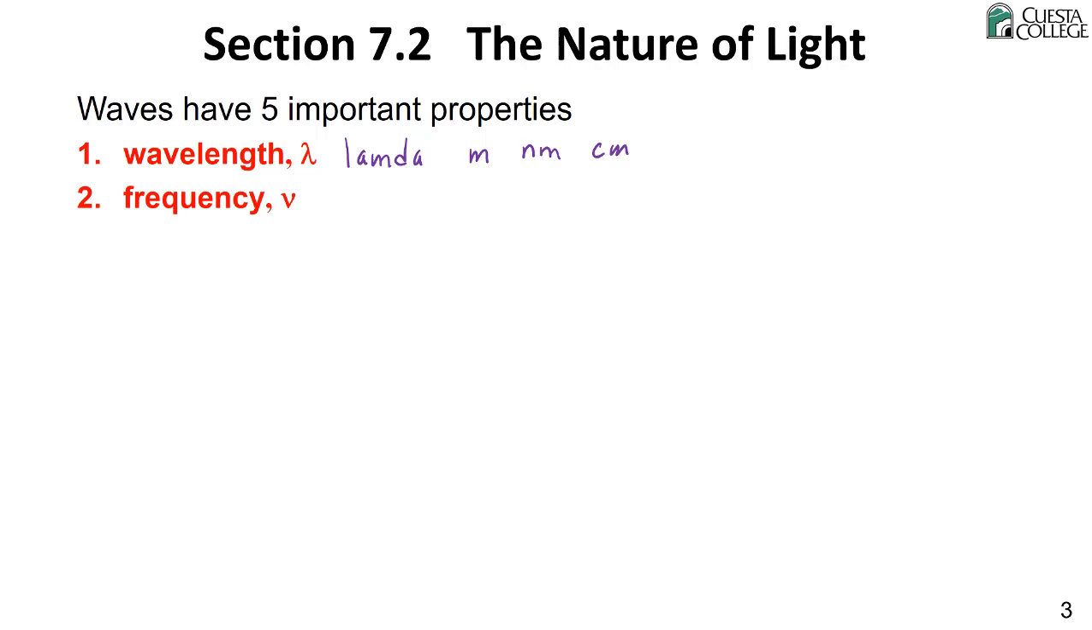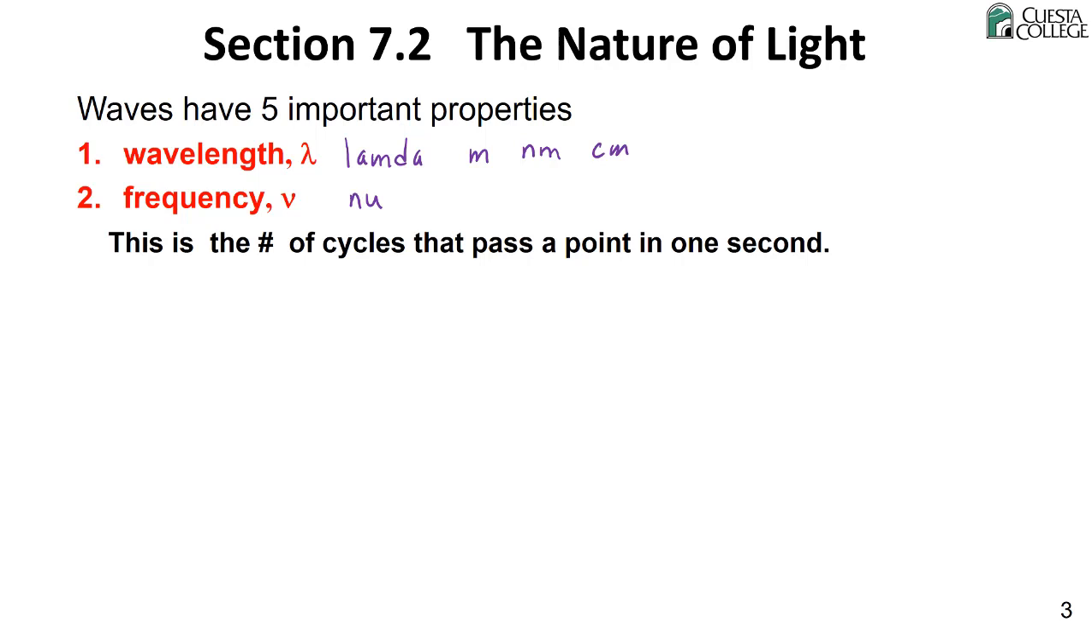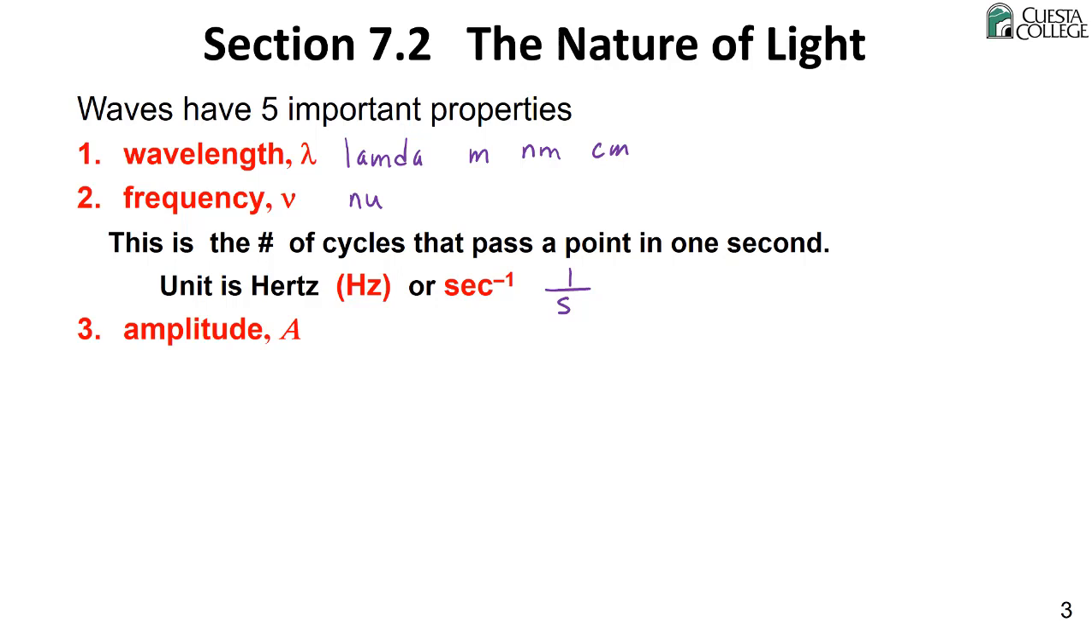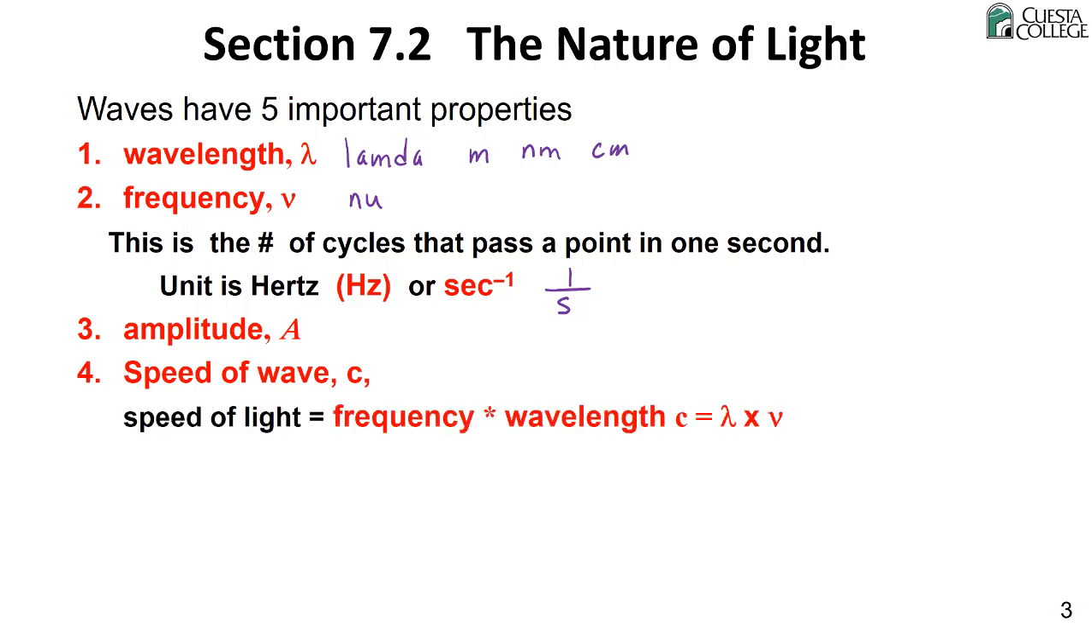Waves also have a frequency, which is the Greek letter nu. And frequency is the number of cycles that pass by a point in 1 second. It has a couple of different units. One unit is hertz, another unit is second to the -1. This is the same as writing 1 over seconds, where seconds is in the denominator. Waves have amplitude, which is just the height of the wave. We're not going to worry about that too much. The speed of a wave is given as the symbol c, and c is equal to the frequency times the wavelength, or c equals lambda times nu.